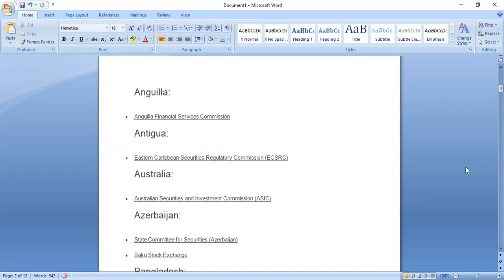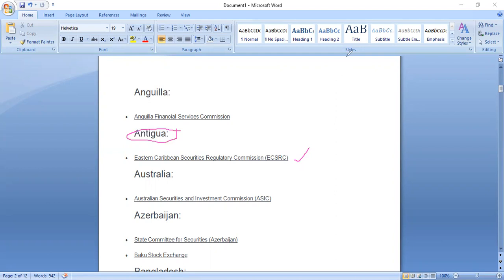Now, without much time being wasted, let's look at countries that have institutions that regulate the forex market. When we go to Anguilla, we have the Anguilla Financial Services Commission. Okay, they regulate the forex market. Is that okay? Now, again, when we go to Antigua, we have the Eastern Caribbean Securities Regulatory Commission, that is ECSRC. This is the institution that regulates them.